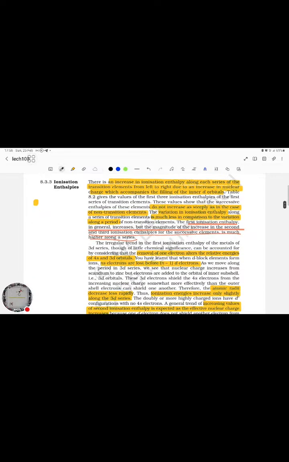That's the reason. Entering into ionization enthalpies, there is an increase in the ionization enthalpy along each series of transition elements from left to right due to an increase in nuclear charge, which accompanies the filling of the inner d orbitals. Table 8.2 gives the values of the first three ionization enthalpies of the first series of transition elements. These values show that the successive enthalpies of these elements do not increase as steeply as in the case of non-transition elements. The variation in ionization enthalpy along a series is much less in comparison to variation along a period.